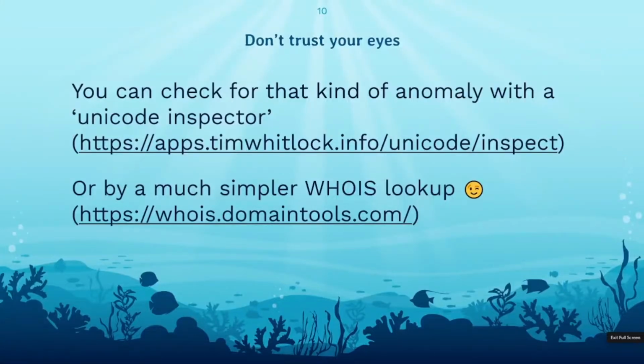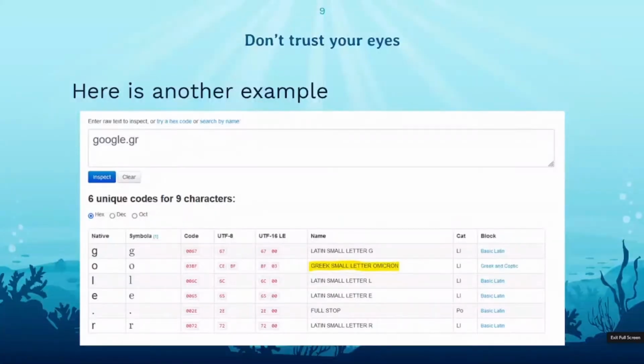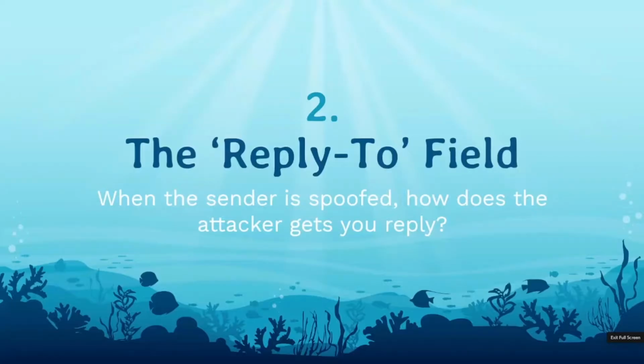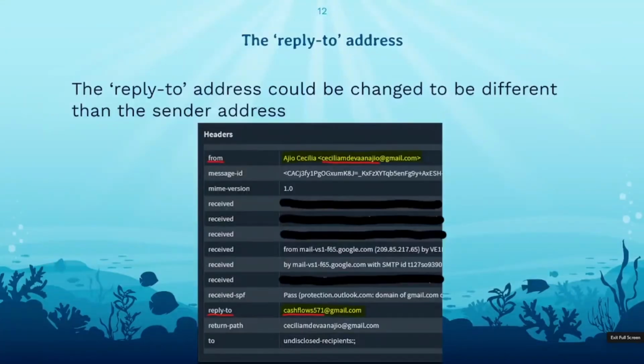So how do we deal with that kind of anomaly? Well, we can use a Unicode inspector, as you saw in the previous screenshot, or you can just do a simple whois lookup. So let's continue with the reply-to field. If the sender is spoofed, how is he going to get your reply? The reply-to field is a field in the mail headers that can be changed, and it is not required to have the same address as the from header.